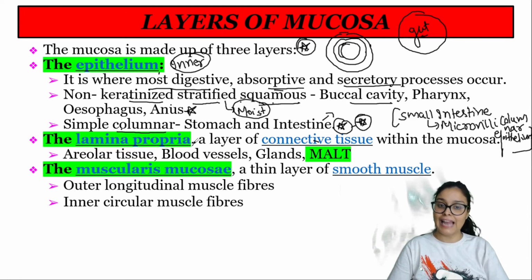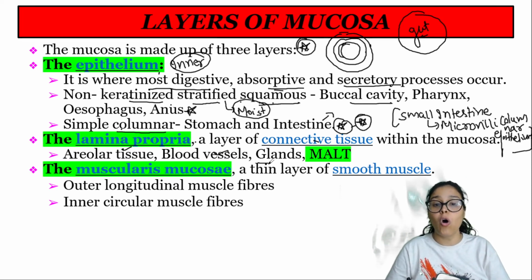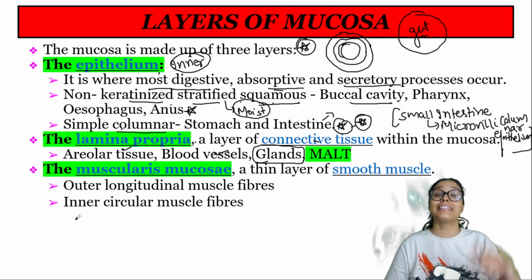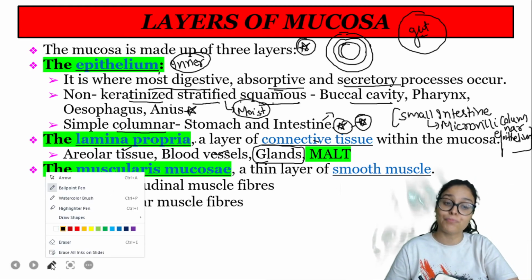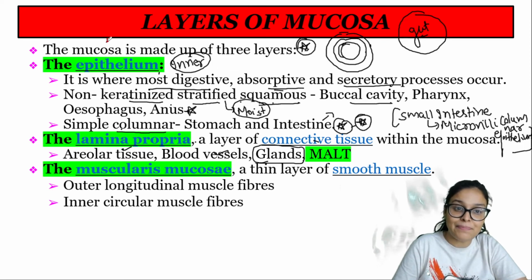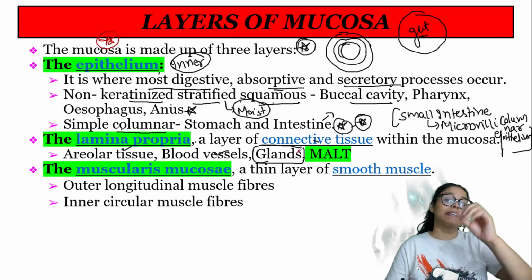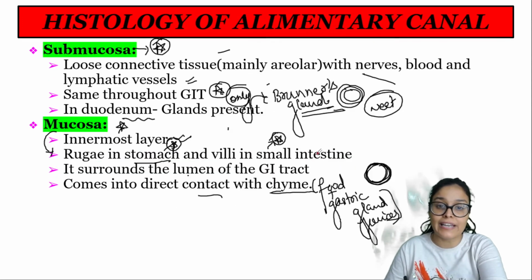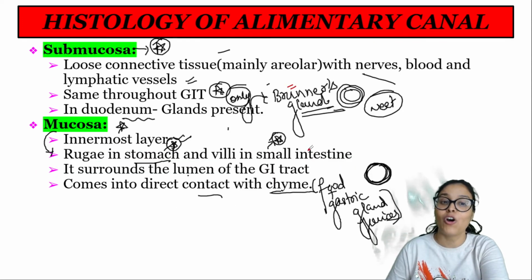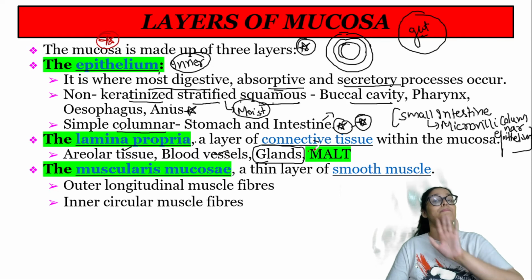Middle layer is lamina propria, having connective tissue. It is having areolar tissue, blood vessels, plus all the glands of GIT, all the digestive glands present in the lamina propria of the mucosa layer. So that means the mucosa layer has all the glands, right? All the glands of GIT are present in the mucosa layer except Brunner's gland of duodenum, which is present in the submucosa layer.